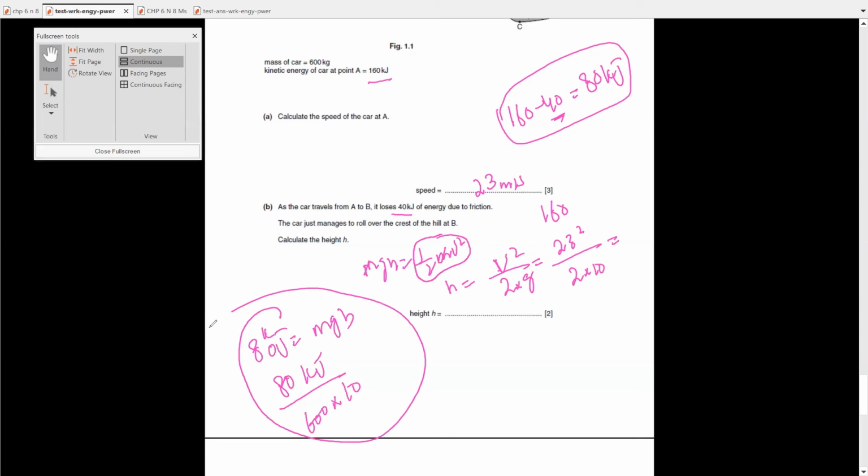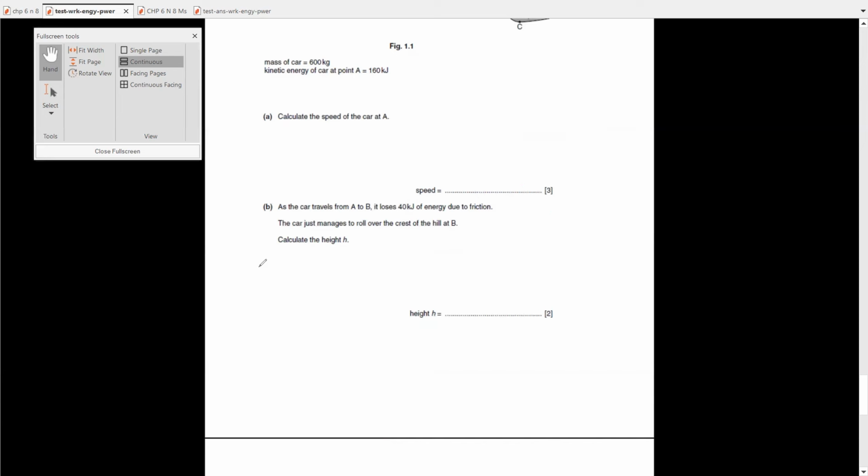Mass is given as 600 times 10, we'll get 13. Oh, we have made a big mistake from here. It was 160 kilojoules. Let's go back, let's delete everything. Oh, it's a waste of time. 160 kilojoules minus 40 kilojoules will give us 120 kilojoules. So the mistake started from here.